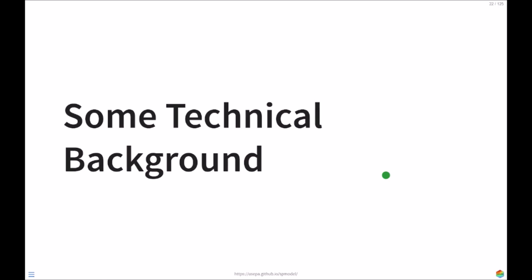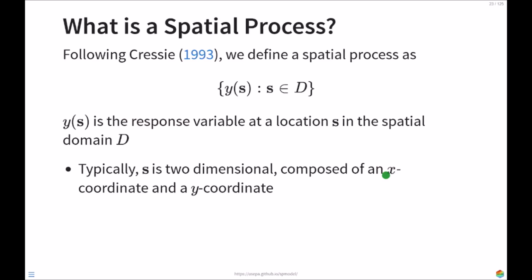Okay, with that, we're going to jump into some technical background, and we will use that to build up and talk more about spatial covariance and spatial linear models. First, I want to briefly define what a spatial process is. Sometimes that word is used. So we define a spatial process as y of s, where s is in D.